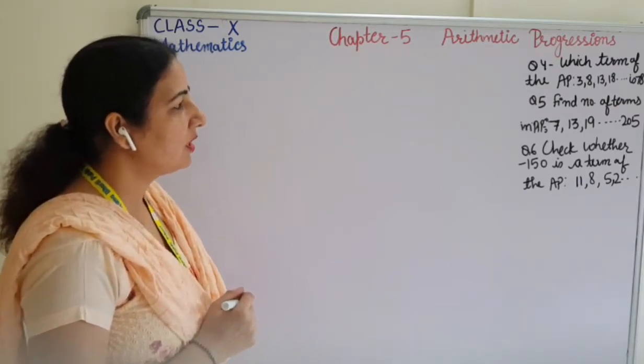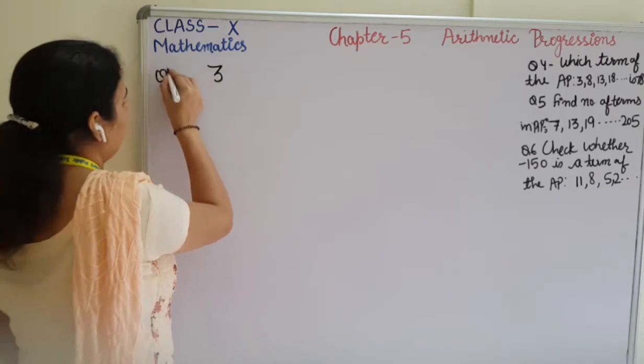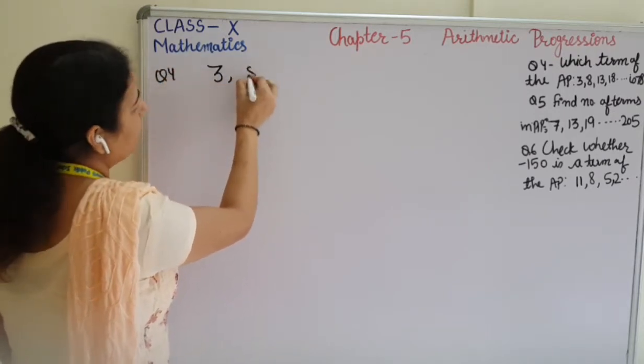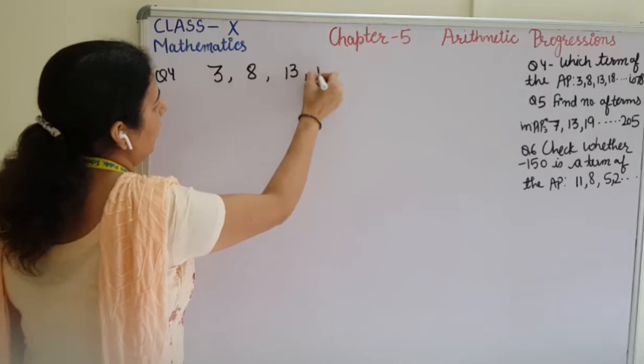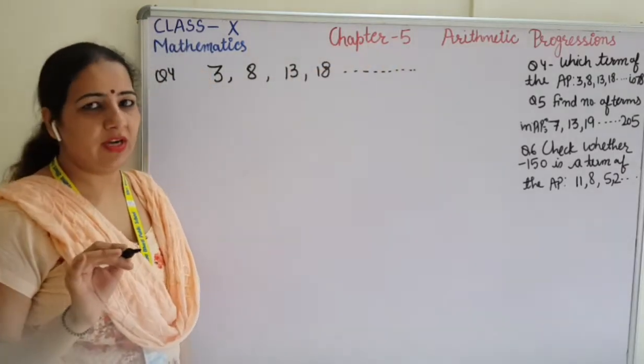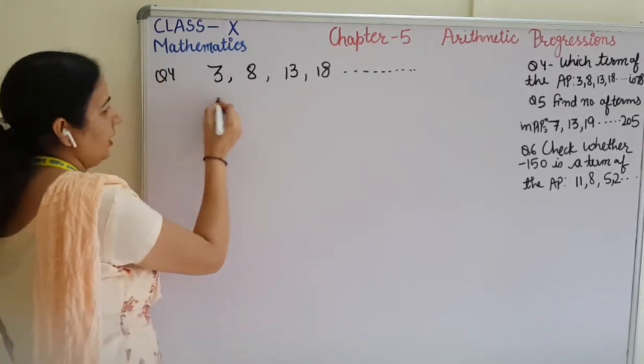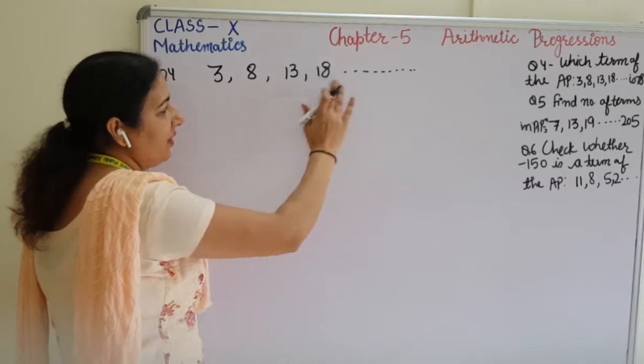Question number 4 is which term of the AP? First of all, write down the given AP. AP is 3, 8, 13, 18 and so on. Fine, AP will go till infinity. Now their question is which term will be 78? So it means 78 will definitely lie here.